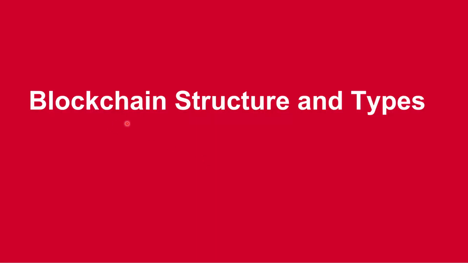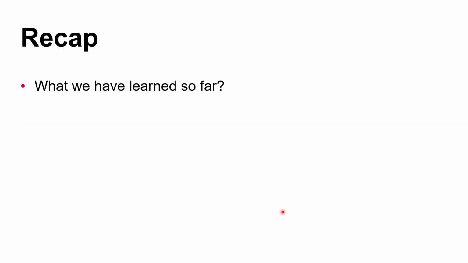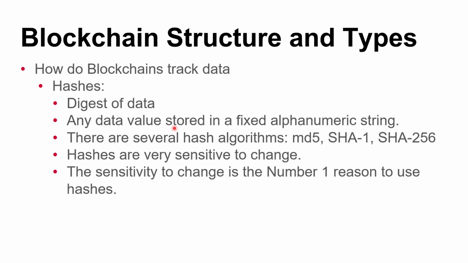In this lesson, we're going to discuss blockchain structure and types. We've already covered the instructor, so please read more if you have any other interest. And in the previous lessons, we learned about the history of Bitcoin, the history of ledgers, and some high-level architecture of blockchain. Now we're going to talk about the blockchain structure and the different types of blockchains.